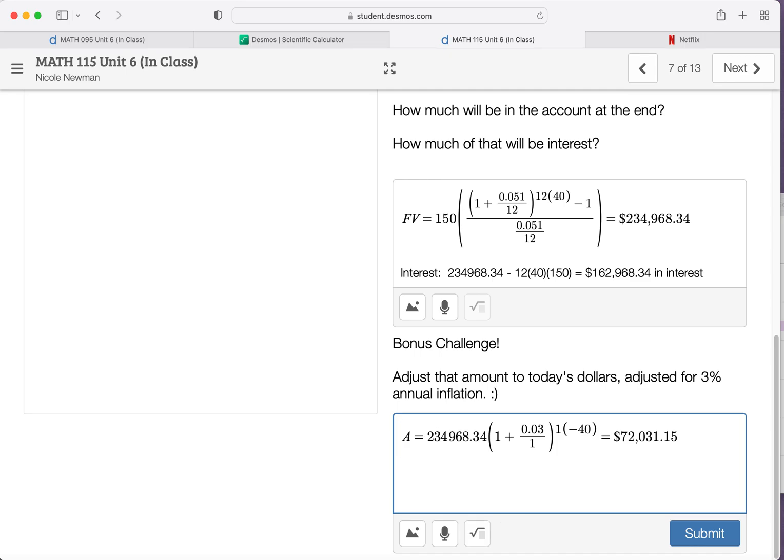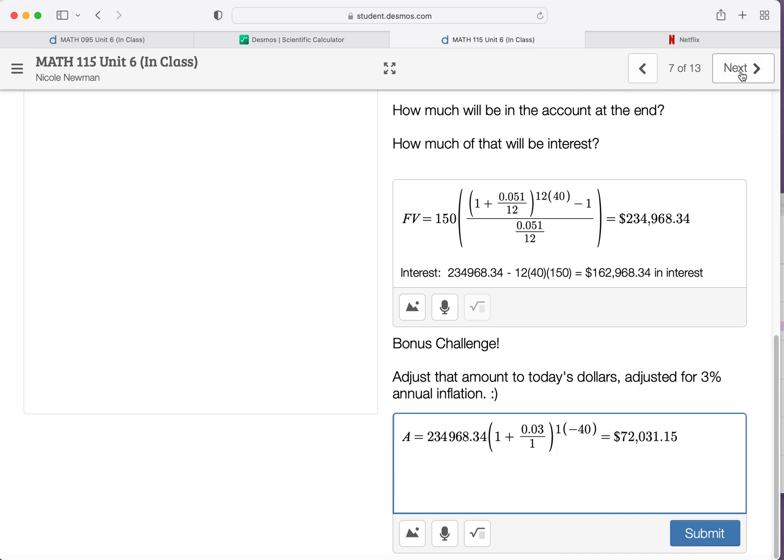So if we think about $72,000 today, in 40 years that would have the same look or feel as approximately $234,968. It's that adjustment for inflation. Today's $72,000 has the same spending power as $234,968 will 40 years from now.